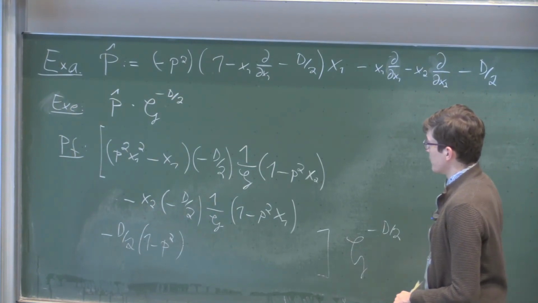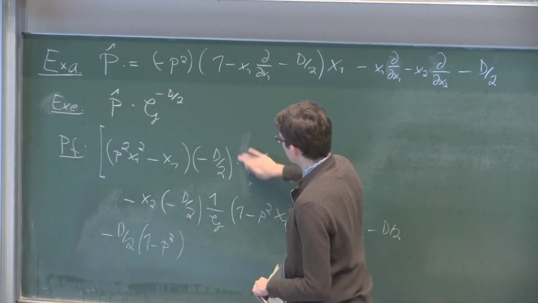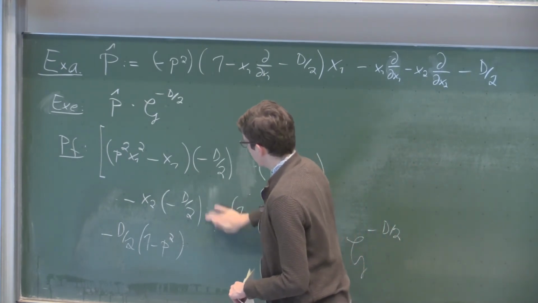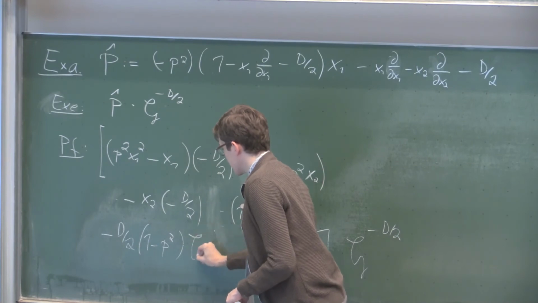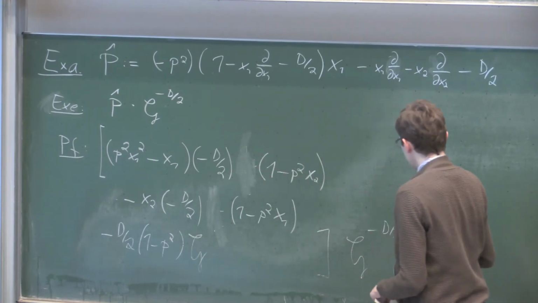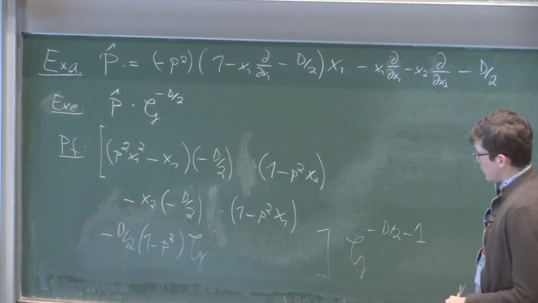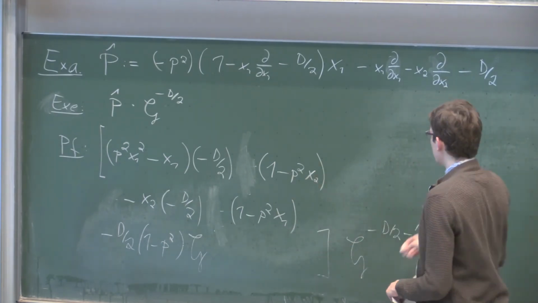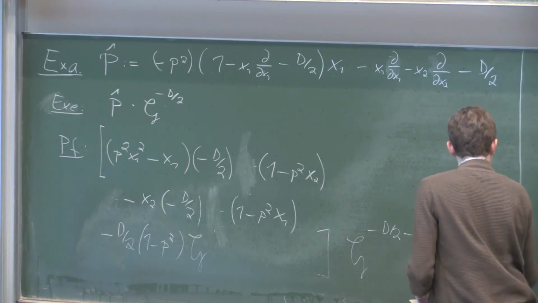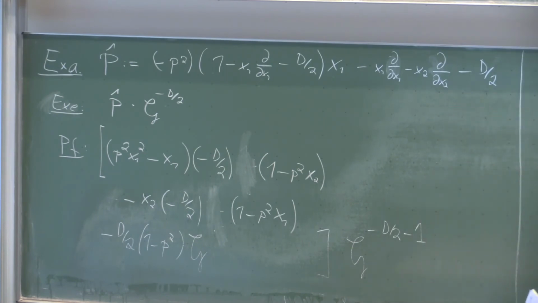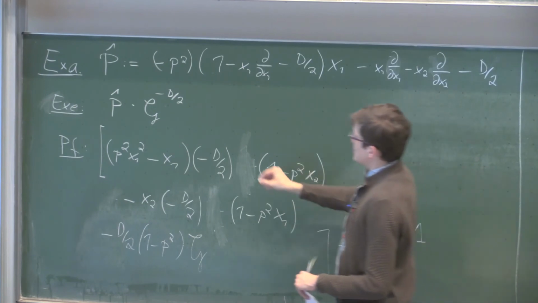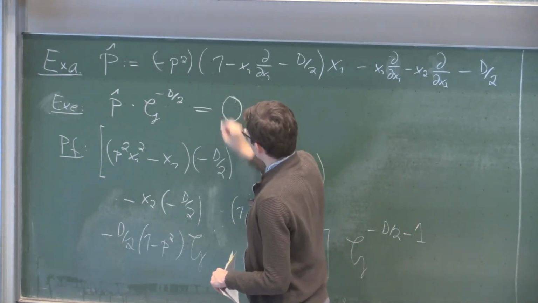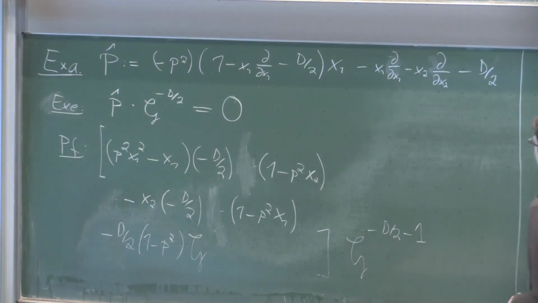Right. So now you can clear denominators. Just multiply with g here instead. So all I'm asking you to do is to check that this polynomial is 0. You can do this in 2 minutes. So what is the exercise? This is 0. Okay. So we have found a differential equation for the integrand.